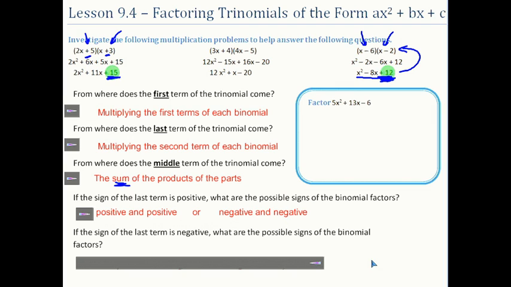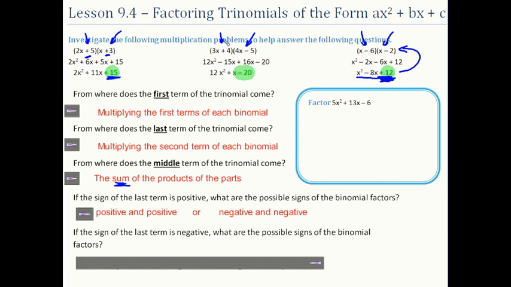So a positive and a positive, or a negative and a negative. Next question, if the sign of the last term is negative, we only have one example of that, negative 20 here in the middle. The last term is negative. What are the possible signs of the binomial factors? Well, in this case here, we have a positive and a negative, which makes sense. A positive times a negative is negative.